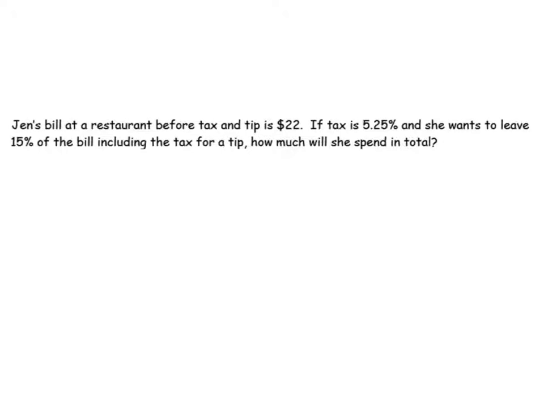All right, number 2 says Jen's bill at a restaurant before tax and tip is $22. If tax is 5.25% and she wants to leave 15% of the bill, including the tax, for a tip, how much will she spend in total? All right, so my first step here is going to be to apply the tax. So the bill is $22. And tax is 5.25%, so I'm going to move that decimal 2 places to the left, which would be 0.0525.